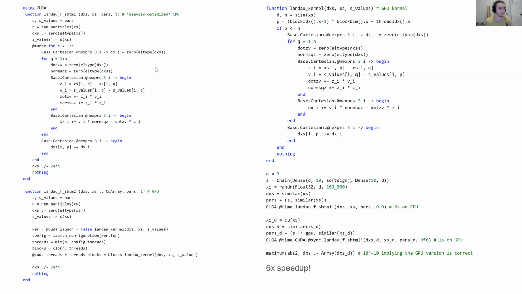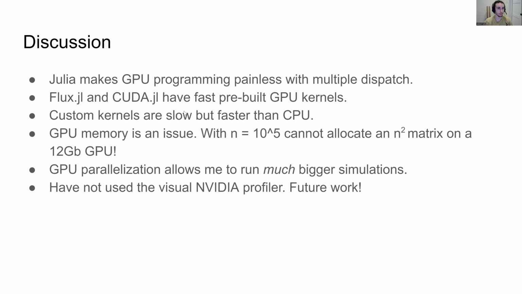Here's another example. I will not go into too much detail here, but this is just another comparison where we obtain a 6x speedup doing something for the Landau equation, another partial differential equation. And this is for 100,000 particles, quite large.